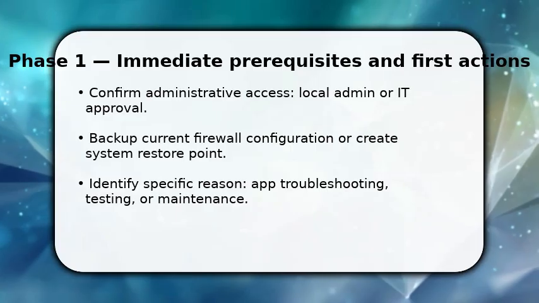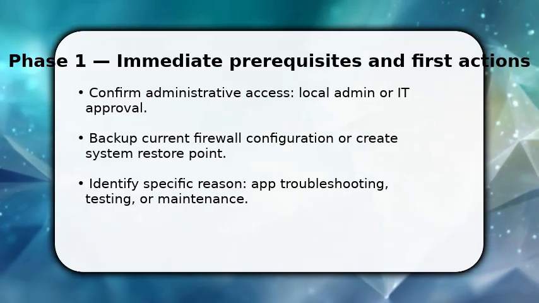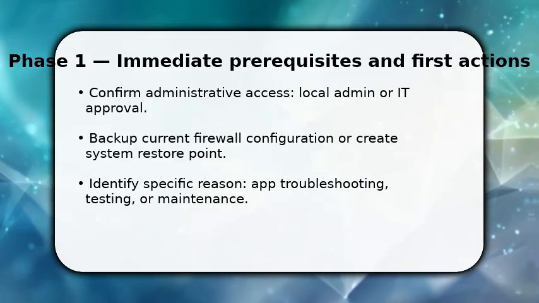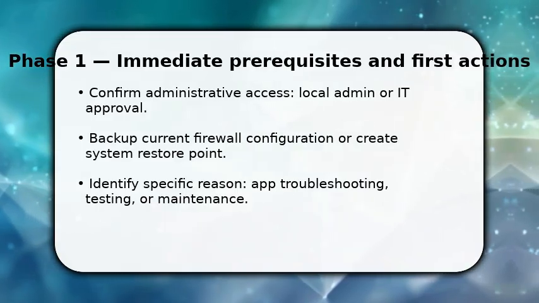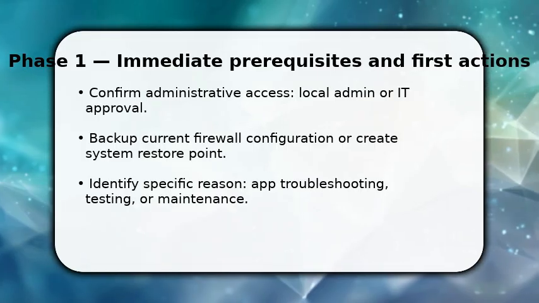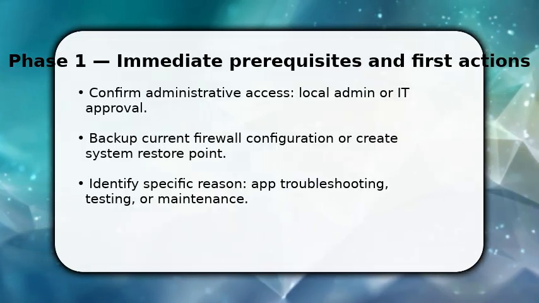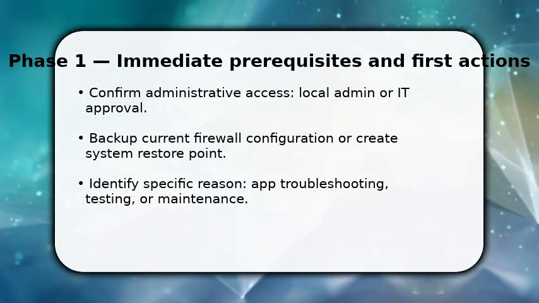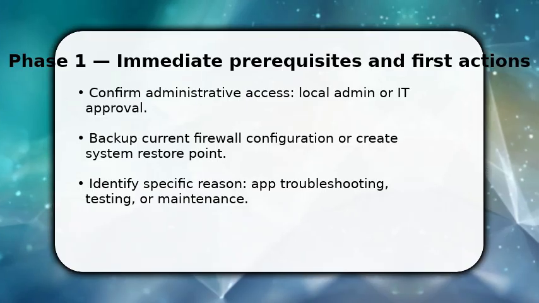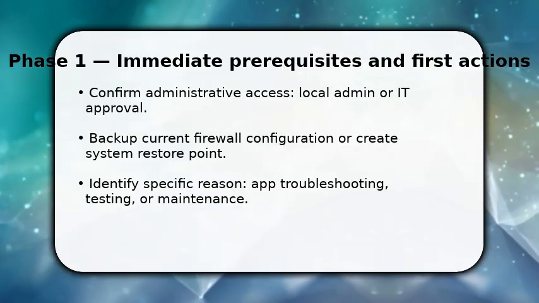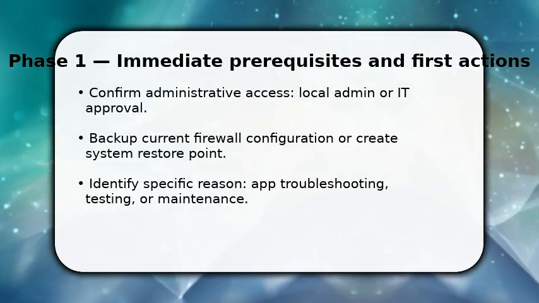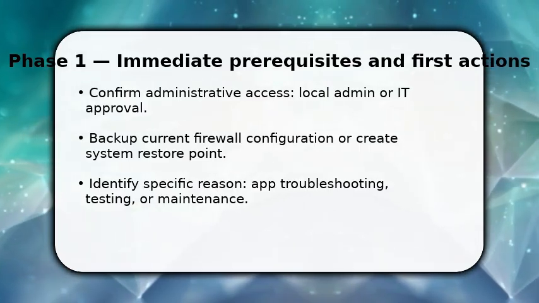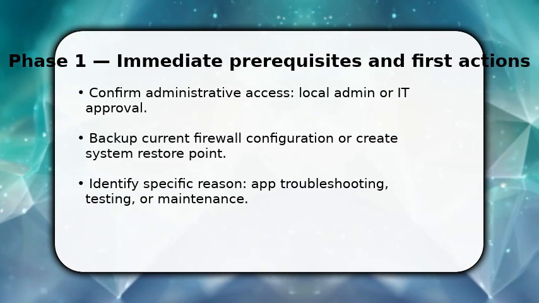You start by confirming you have permission and the right account. You need administrative approval before proceeding. Once done, make a full backup of the firewall configuration or create a system restore point so you can revert quickly. Also identify the exact reason you need to disable protection, for example, app testing versus persistent maintenance. These steps minimize risk and explain the why. You are reducing exposure, so preparation matters before any change is attempted.